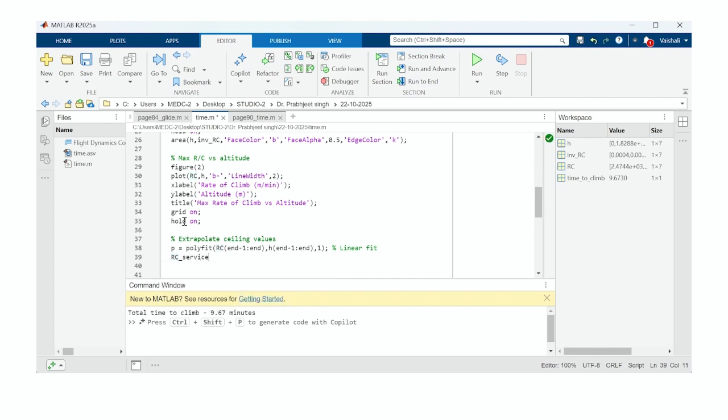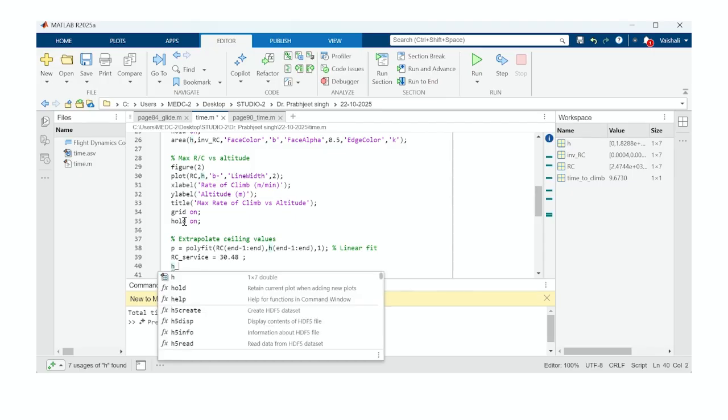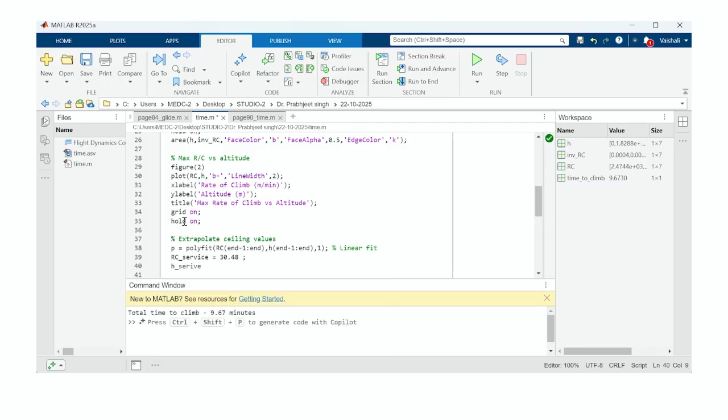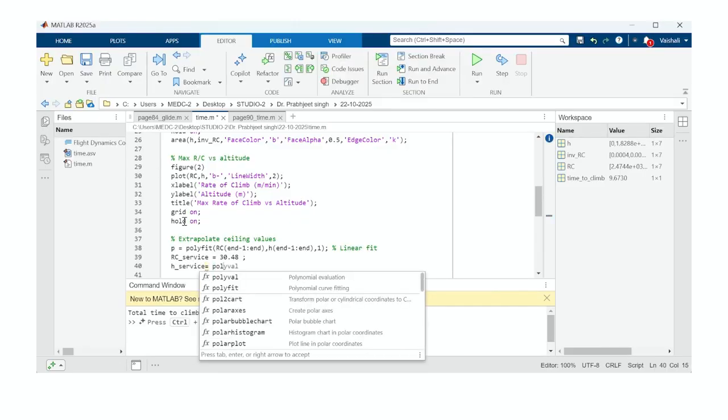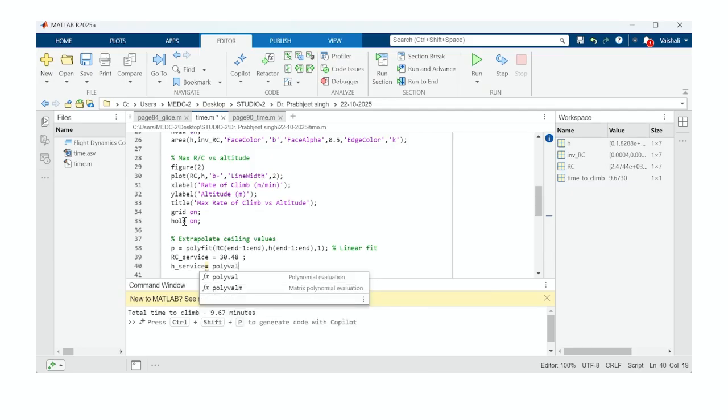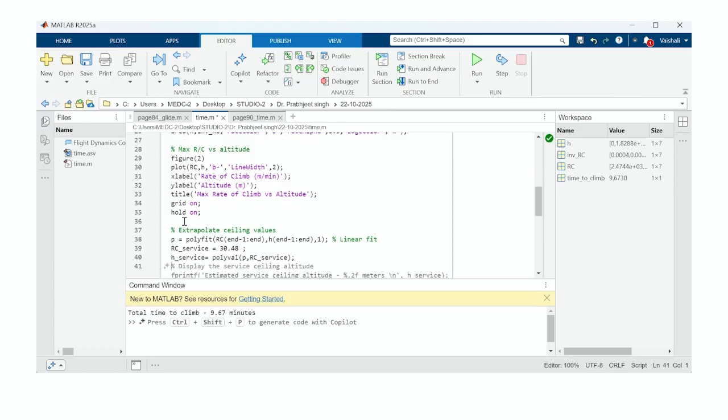Similarly, RC is service ceiling. Where is your service ceiling? It is actually at 30.48 meters per minute. Okay, now H underscore service equals to polyval, that is P comma RC underscore service. So I need you to research about these syntaxes. Polyval, what is it exactly doing? You must have already got an idea that this is actually extrapolating the curve. You will see after the final results.